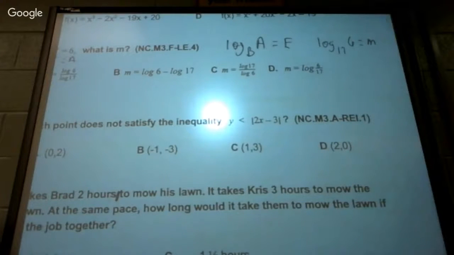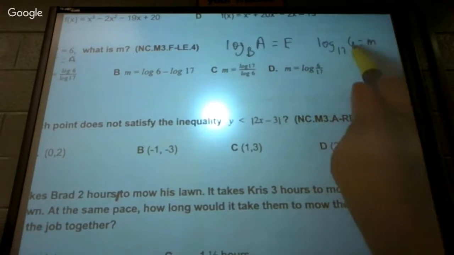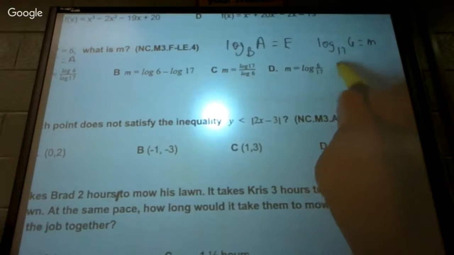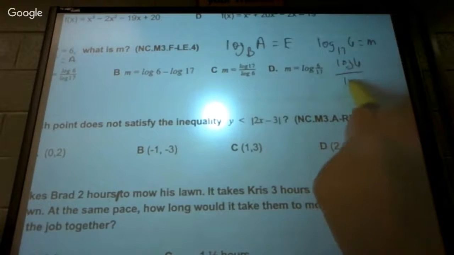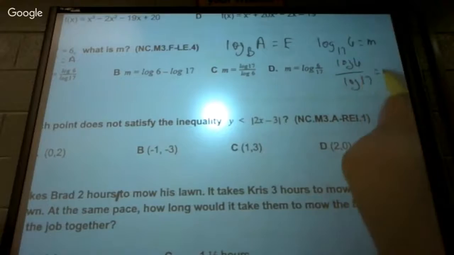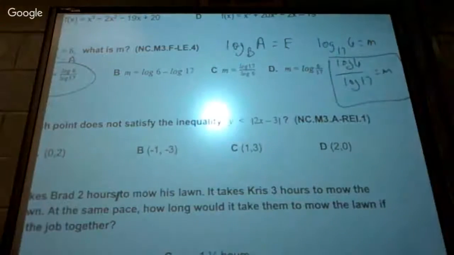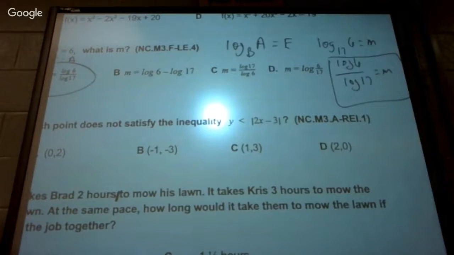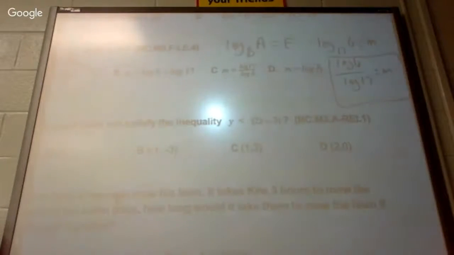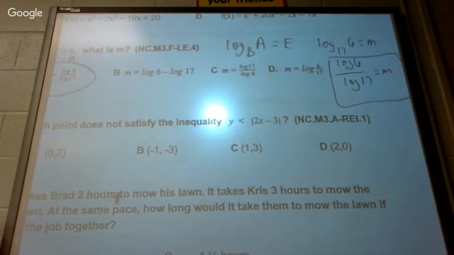Now, there's a base change form, and whatever the base is, it goes on bottom. So this will be log 6 over log 17 in your notes, and I believe that's the answer. A. Log 6 over log 17. So the answer goes on top and the base goes on bottom. Base, bottom. So those start with the letter B. Questions there?